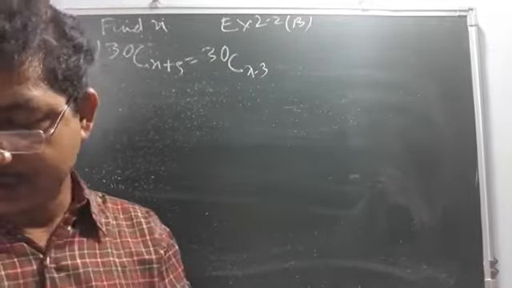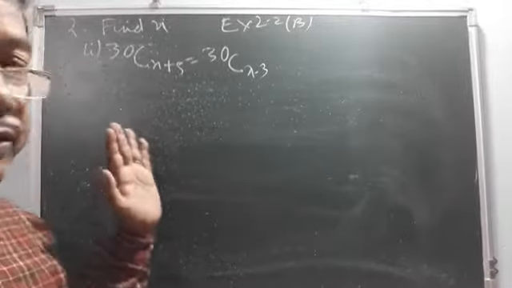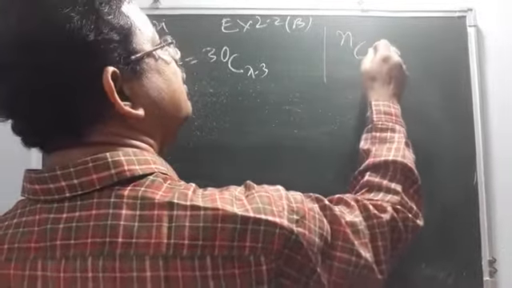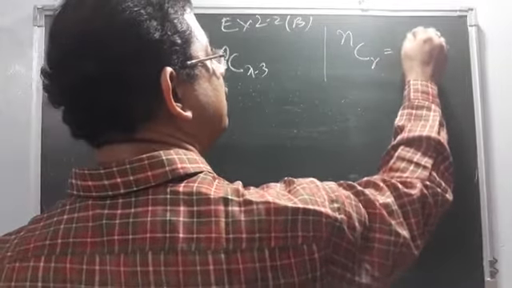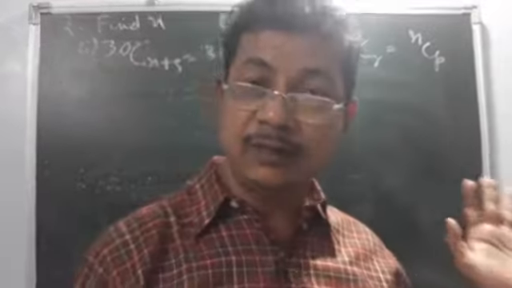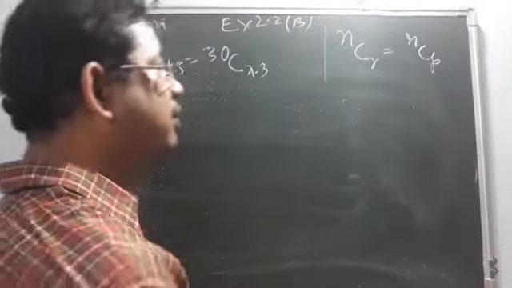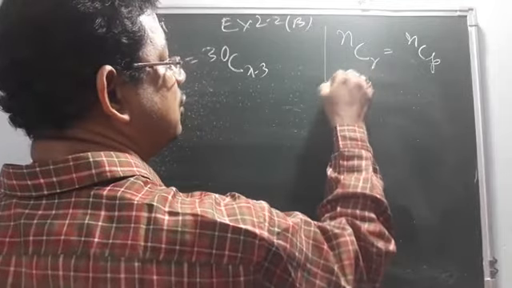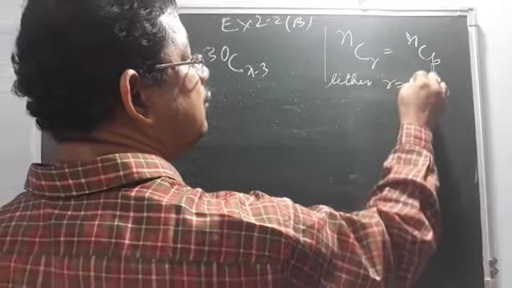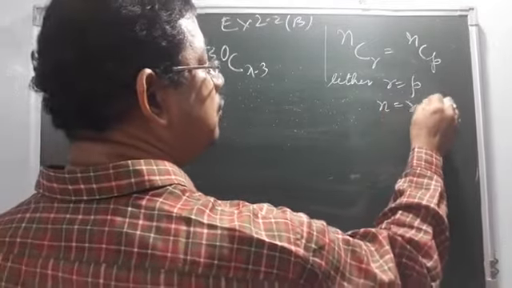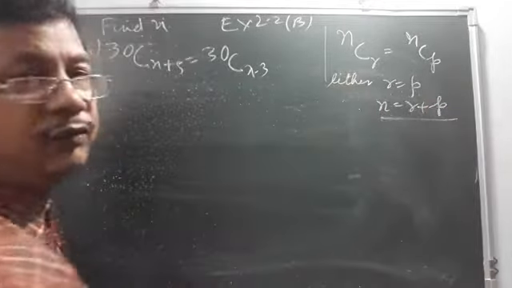How to do this sum? If you break this one, it is a long procedure. So one formula we have to take help of. If nCr is equal to nCp, two combinations if they are equal, then one of the conditions holds: either r is equal to p, or n will be equal to r plus p.